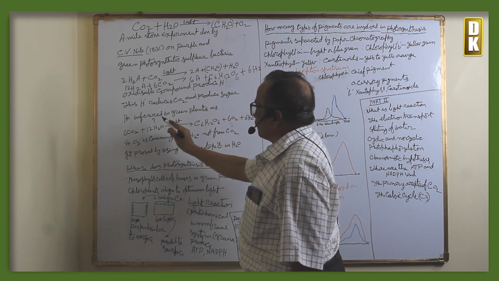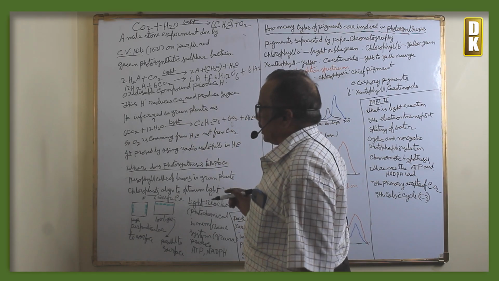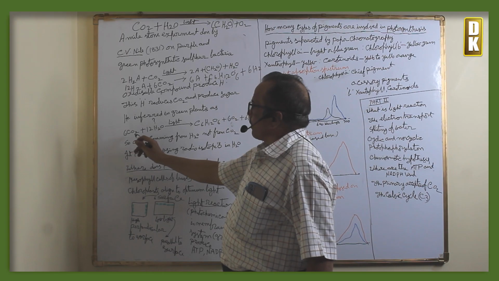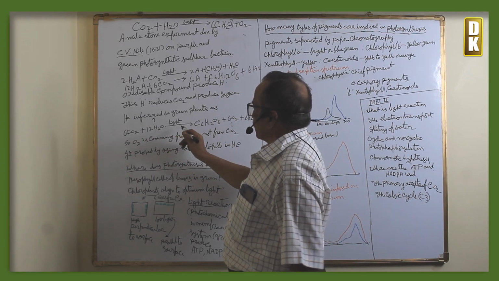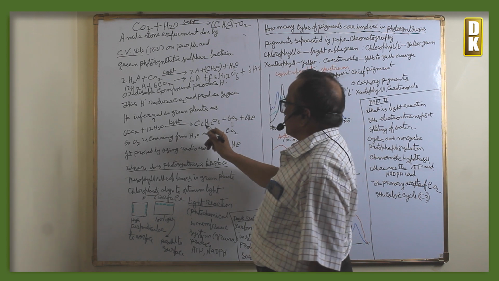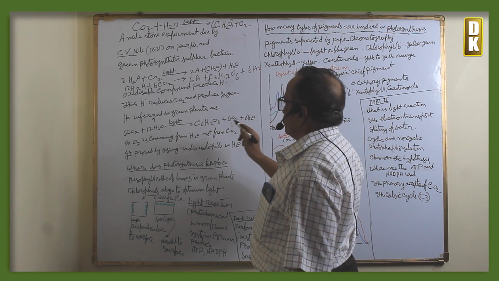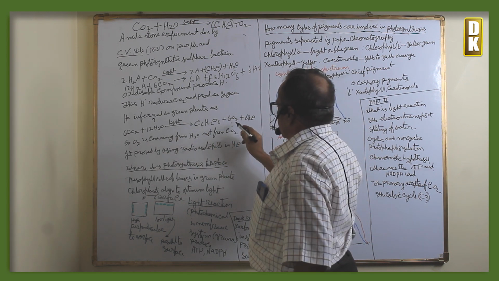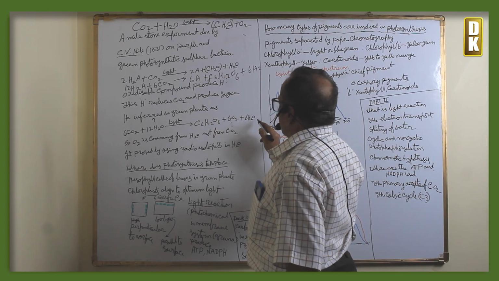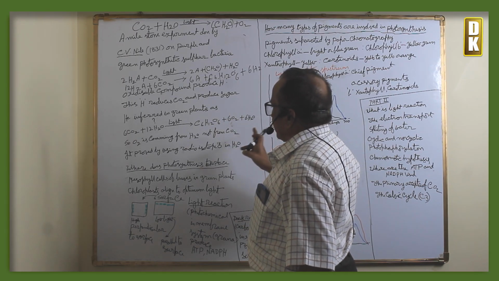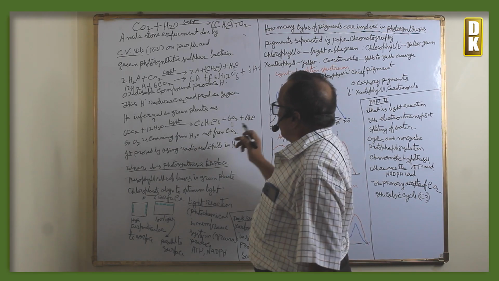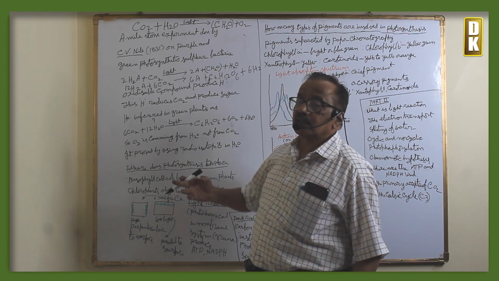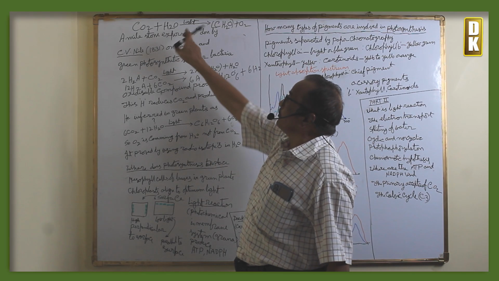Same thing inferred for the green plants and told: 6 carbon dioxide plus 12 H2O in the presence of the light will give C6H12O6, that is the glucose, 6 molecules of the oxygen and 6 molecules of the water. And he has given in the textbook, remember, why it is taking 12, why it is giving 6. If you take 6 also, it will become this.